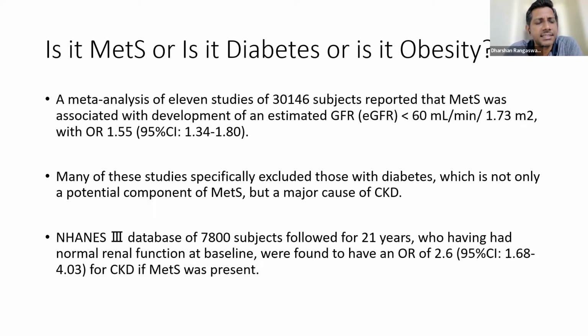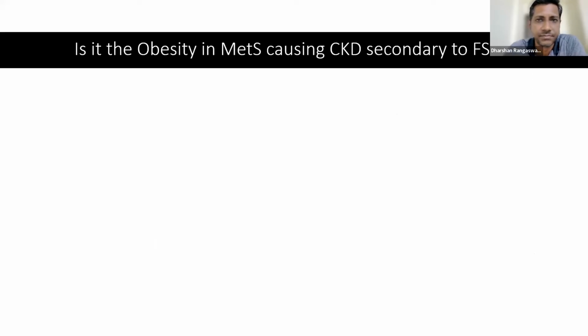Also, NHANES, that is the National Health and Nutrition Examination Survey database 3, had more than 7,000 patients who were followed up for 2 decades, having had a normal renal function at baseline, and they were found to have an odds ratio of more than 2.6 to develop chronic kidney disease if metabolic syndrome was present. So these two clearly pointed out that metabolic syndrome per se without diabetes can contribute to new onset chronic kidney disease. Okay, so now let's look into whether obesity, part of the metabolic syndrome, contributes to chronic kidney disease, because we always believed obesity can cause secondary FSGS.